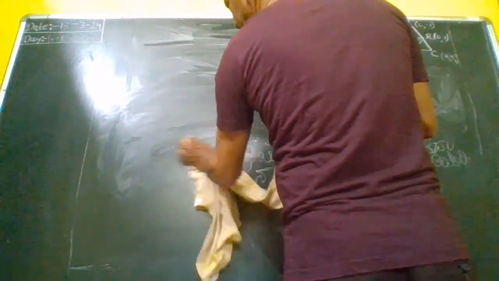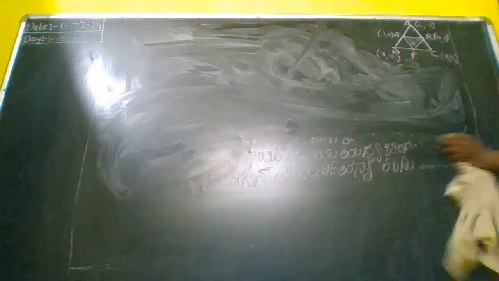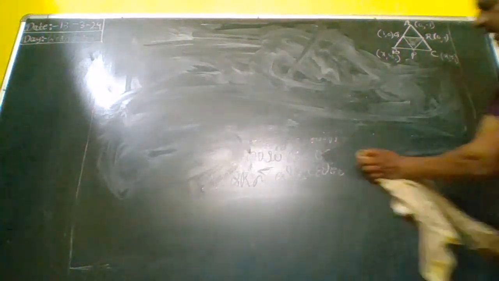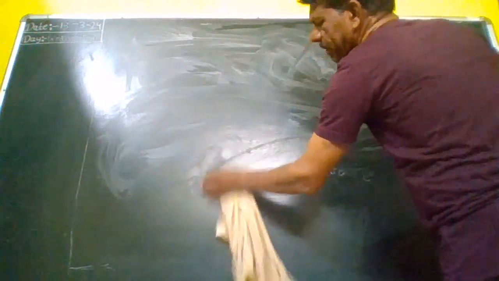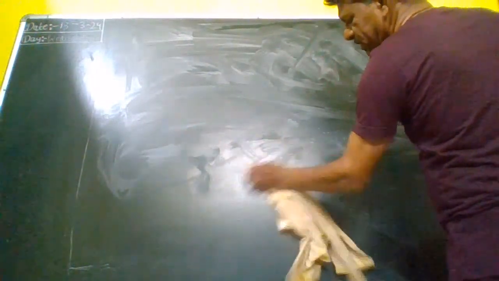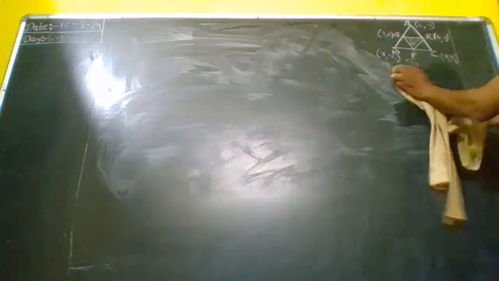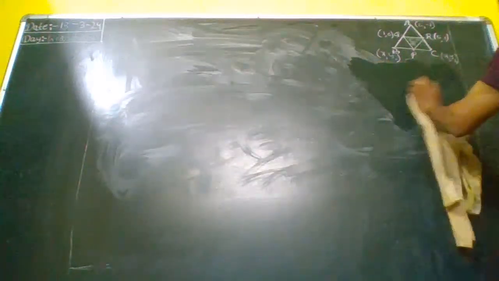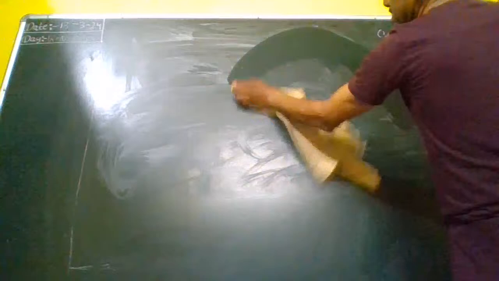And the second formula, which we learned in the previous class, that is in the 9th standard, is area of triangle equal to root of S into bracket S minus A, S minus B, S minus C. Here S is the semi-perimeter and A, B, C are the lengths of the sides of the triangle. But we haven't been given the length of the sides here.